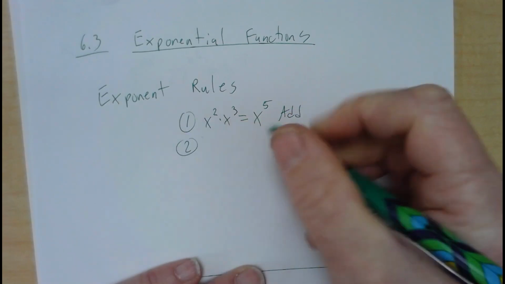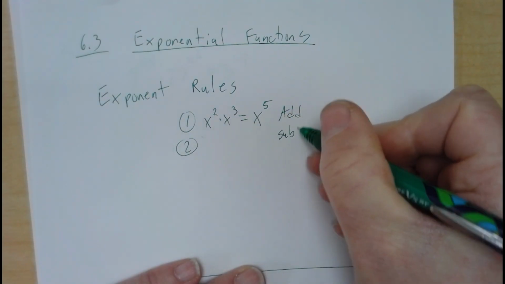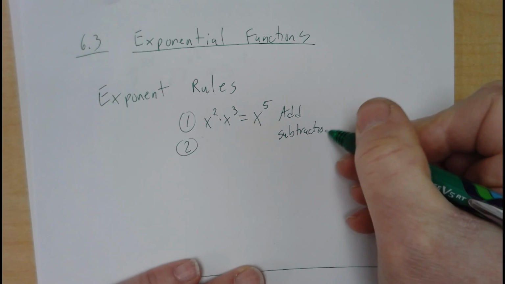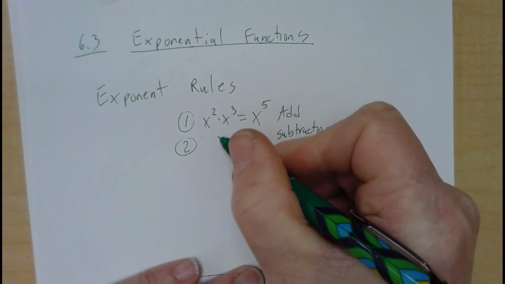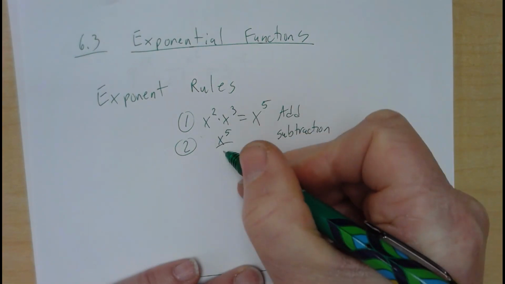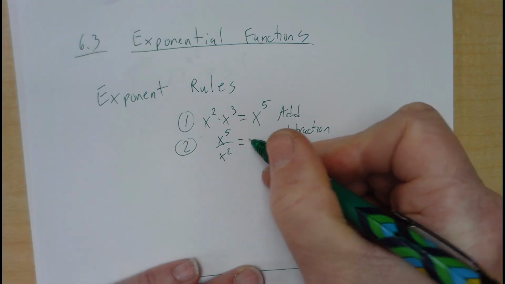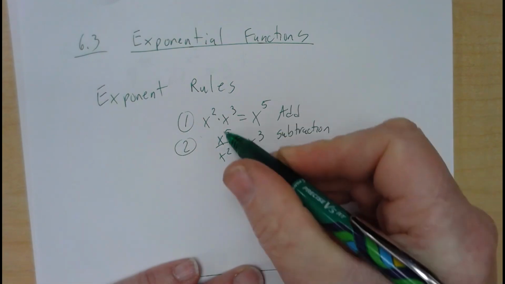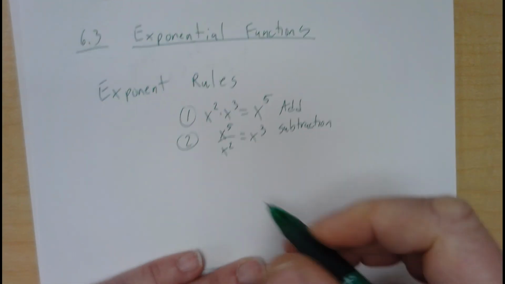The opposite of addition is subtraction, right? So the opposite would be to divide. So x to the fifth divided by x squared is equal to x to the third. So when you divide like bases, you subtract the exponents.